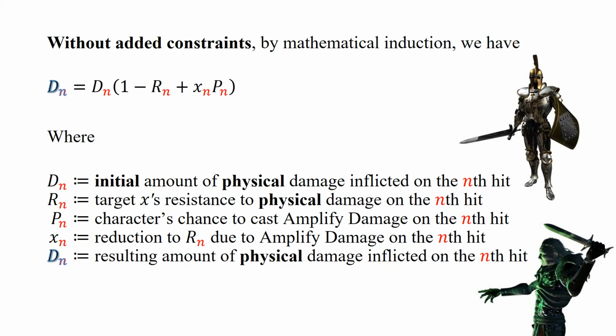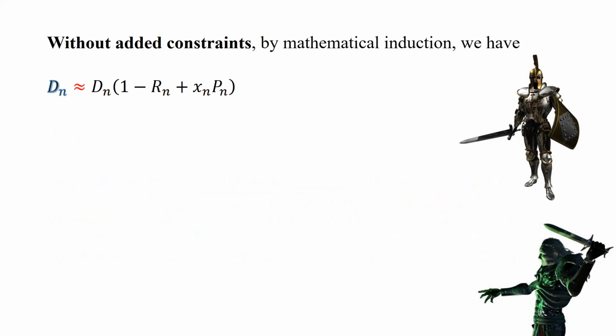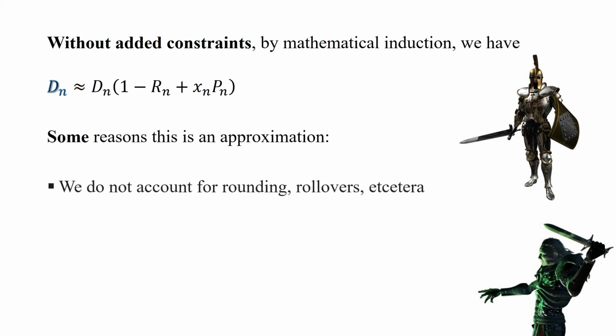Now, having said that, there's another important concession that we should make here. This equation is an approximation, and there are a repository of reasons for which this concession is important to keep in mind. So here are some reasons that this equation should be understood as an approximation. So first, we haven't accounted for any rounding in the game.